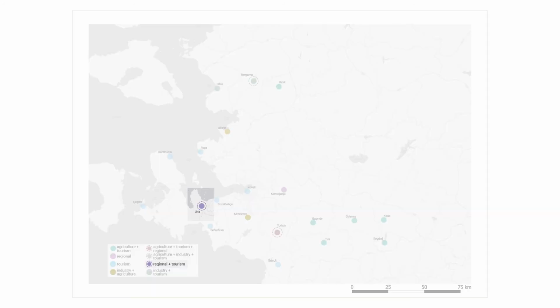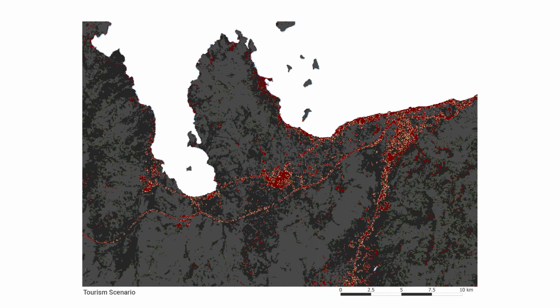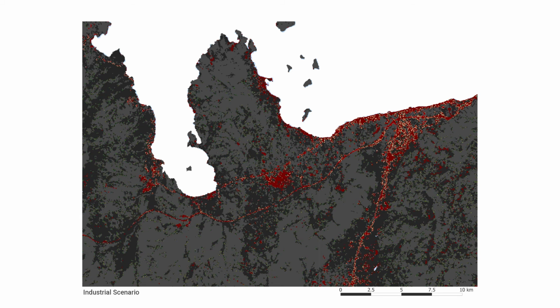Urla is a point which is more different than the previous points. Here the focus is on tourism and regional development. Most prominent growth is seen in regional scenario. As a tourism point, it also grows substantially. The least development is seen under industrial scenario. As the town is far away from most of the industrial focus points and driving factors, this is expected.